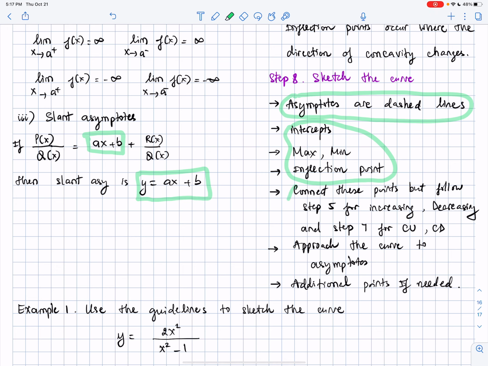After that, we will connect those points using the increasing and decreasing idea in step number 5, and concave up, concave down in step number 7. Then we make the curve approach the asymptotes, and sometimes if we need, we can plot more points so that our graph will look nicer.